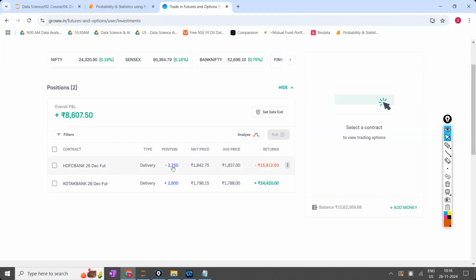In HDFC Bank, minus 2,750 shares are there. A 1 rupee increase in Kotak Bank will give me 2,800 rupees. A 1 rupee increase in HDFC Bank will give me a minus 2,750 rupees loss. Okay, this is the one. Now, based on this, what strategy have I developed?